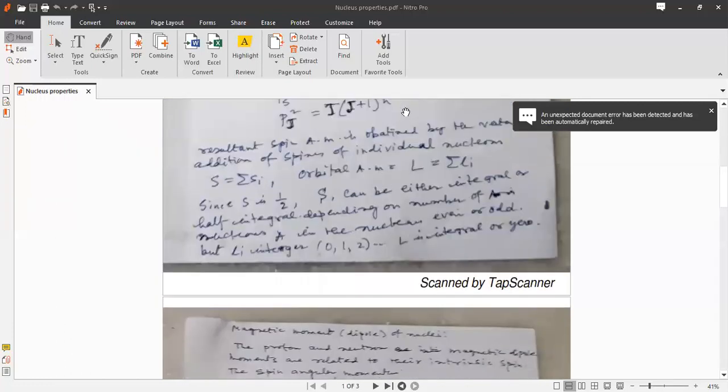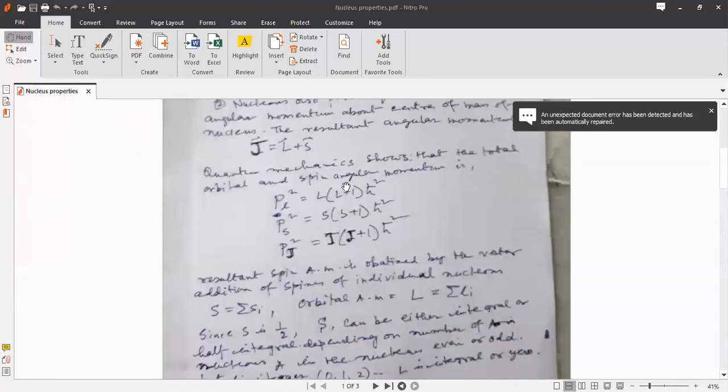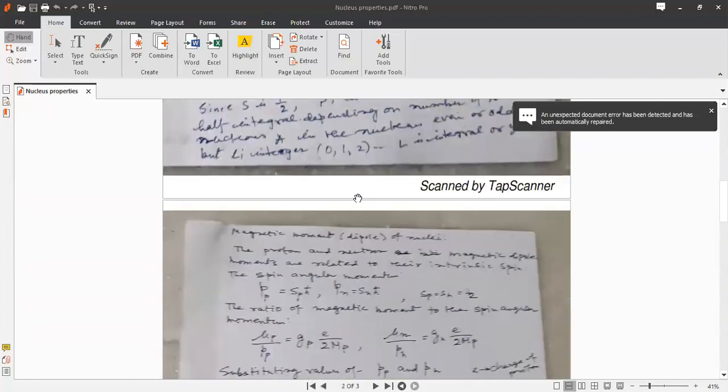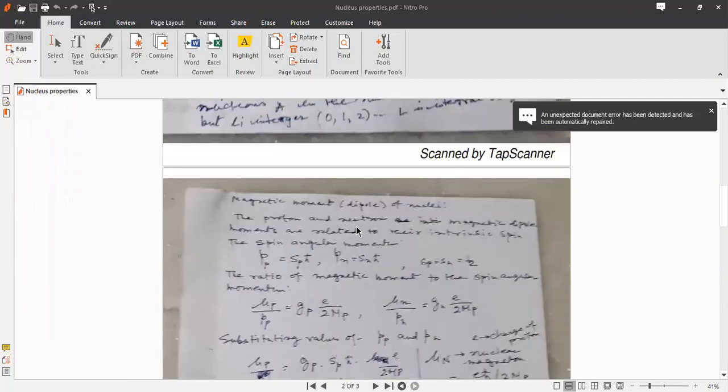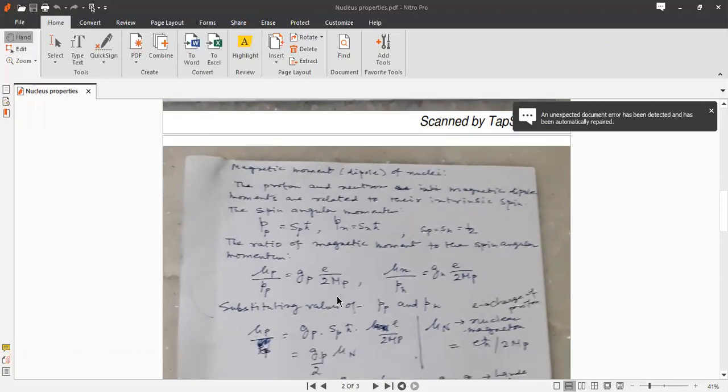So these are the initial properties we study about the nucleus when we start to discuss the properties of the nucleus. The next thing that comes is the magnetic moment, the dipole magnetic moment of nuclei. Due to the spin and angular momentum, we know that there exists a magnetic moment. So proton and neutron have an intrinsic magnetic moment related to their intrinsic spin.